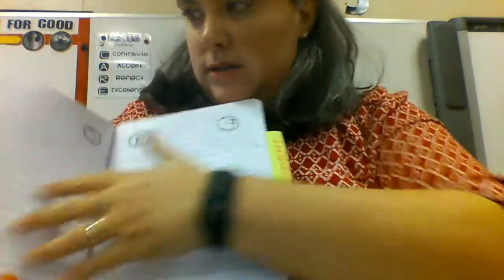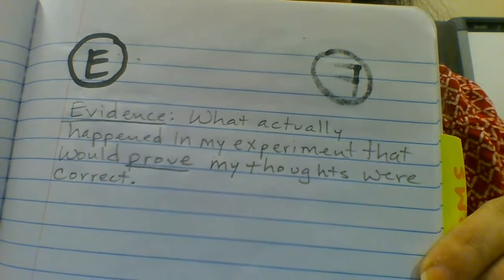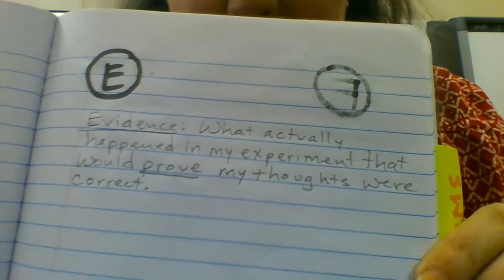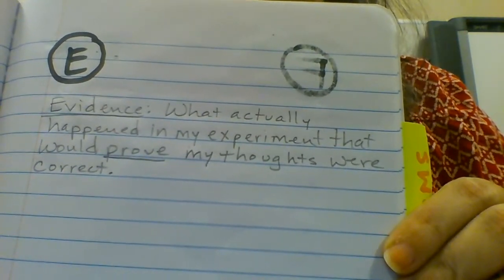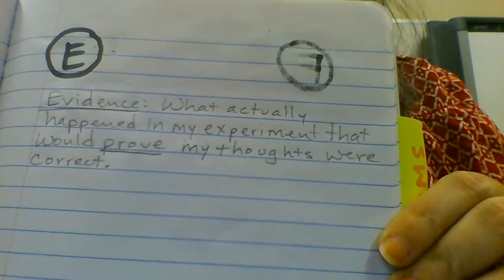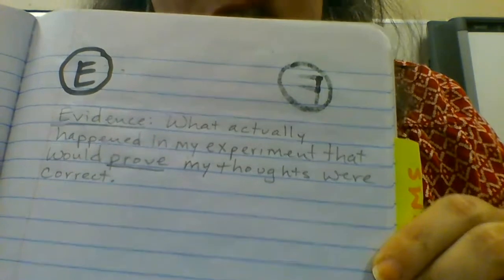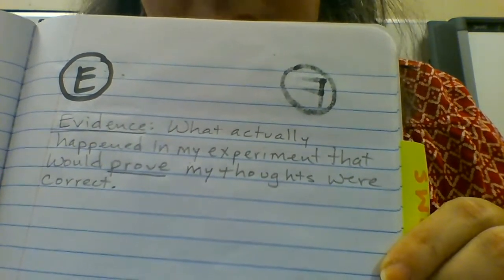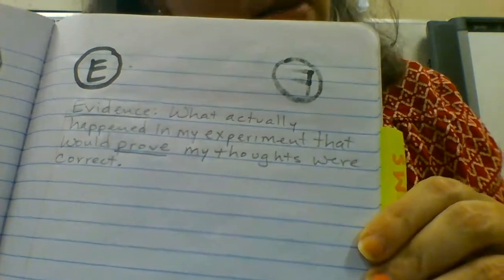And then we need to go to evidence, which starts with an E. Evidence. What actually happened in my experiment that could prove my thoughts were correct? Because the pepper reacted to the soap, I know there's something about the soap that's causing a change to happen. That's my proof, right? And then, of course, that could lead to more questions.